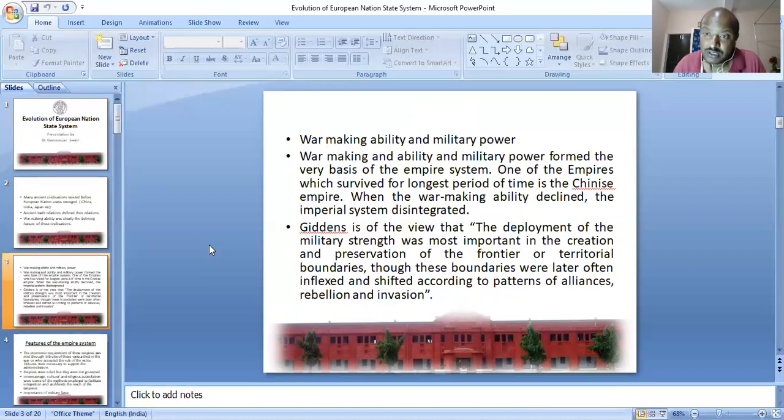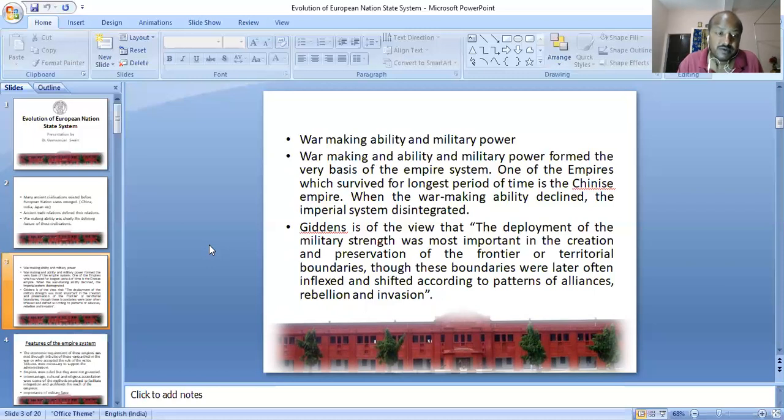Anthony Giddens, one of the famous social scientists, is of the view that the deployment of military strength was most important in the creation and preservation of the frontier or territorial boundaries, though these boundaries were later often inflexed and shifted according to patterns of alliances, rebellion, and invasion. What it means is that military strength defined the significance of the ancient civilizations at that point of time. The preservation of their territorial integrity was dependent on how much military power they had.